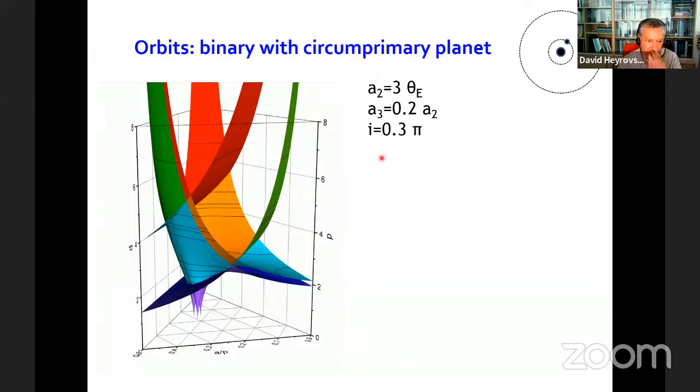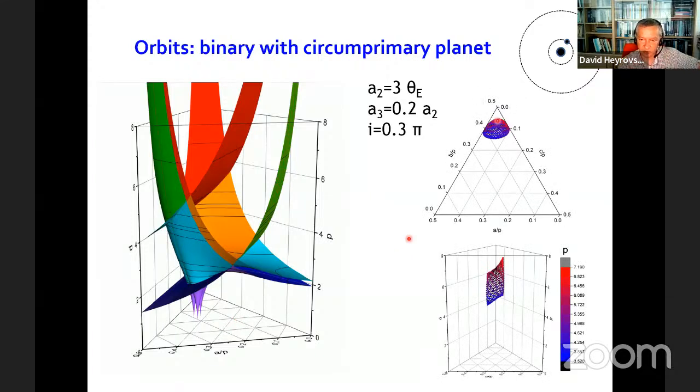And I'm showing here a few examples. So let's say you have a binary with a planet. So you have two equal mass stars, and you have a planet around one of them. And here are the parameters. And we are looking at it not face on, but under an inclination of 0.3 pi. So it's not exactly edge on, but it's under an inclination. And if you plot in the ternary plot, if you look at the orbits, of course, the shape will be changing because the shape of the projected triangle will be changing. And of course, the size will be also changing.